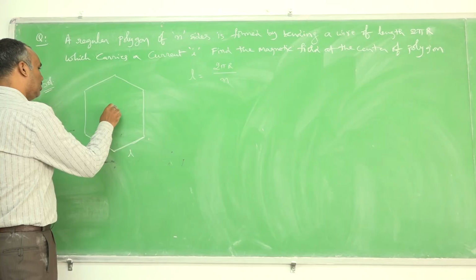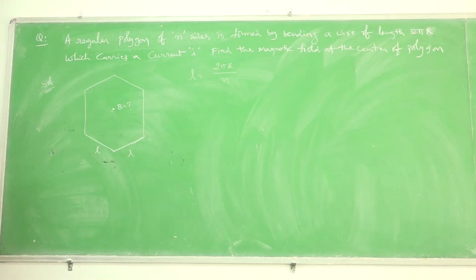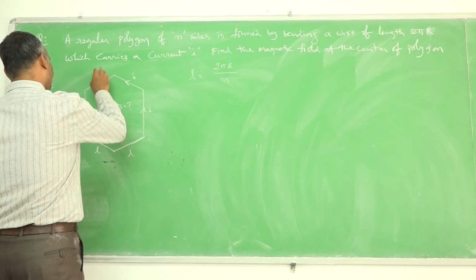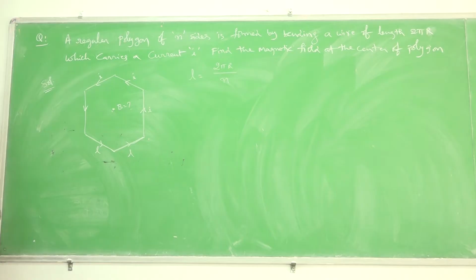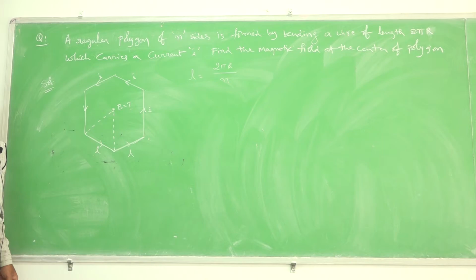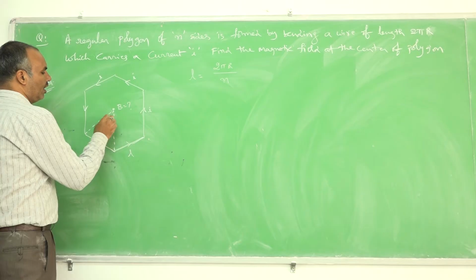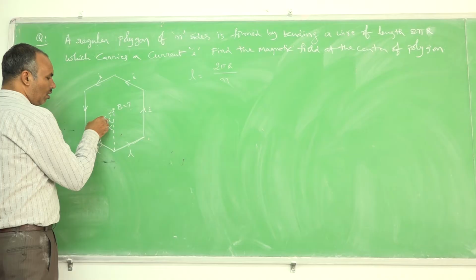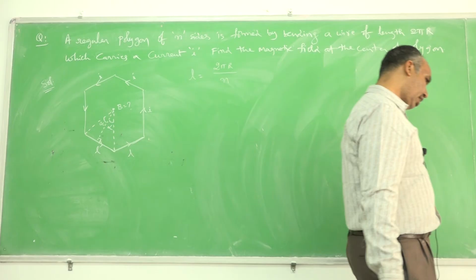We need to find the strength of magnetic field at the center. Let I be the strength of current passing through it. The same current is passing through the entire wire. If I join the edges of a particular segment like this, and draw a perpendicular onto this, here is an angle alpha. Obviously, this angle is also alpha. Will you agree?